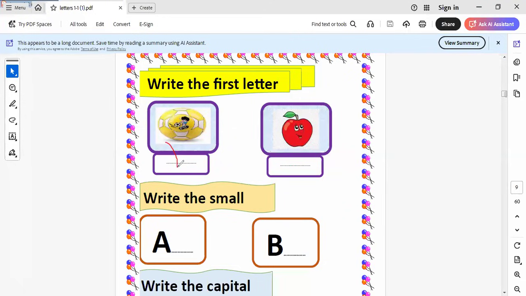Here is B. Here is A. Here is small b written like this, and here is small a written like this. So here we have small b, or say B, the first letter of ball, and here is the first letter of apple, it will be A. So here is capital B and small b, capital A and small a. Let's go to another one here.